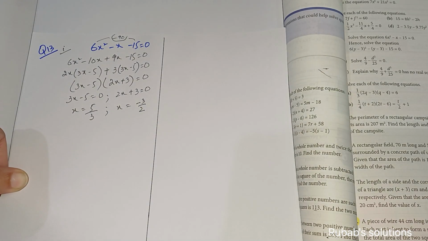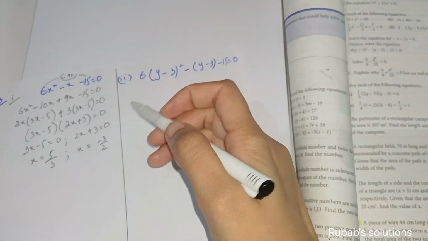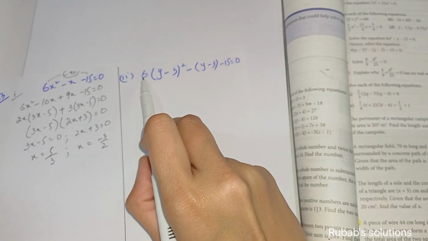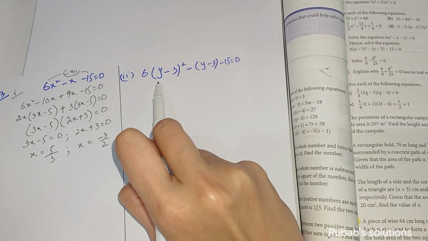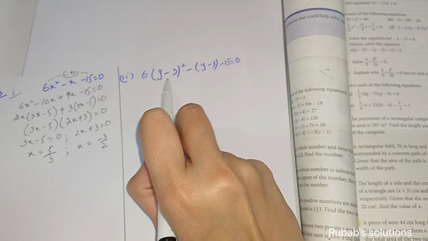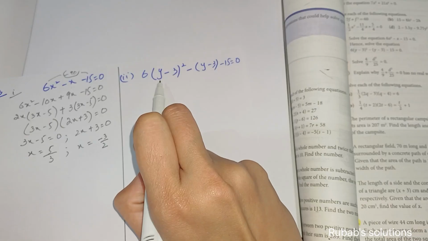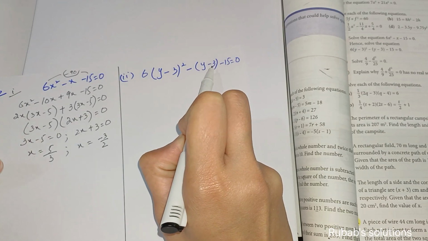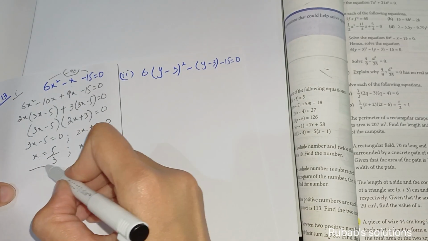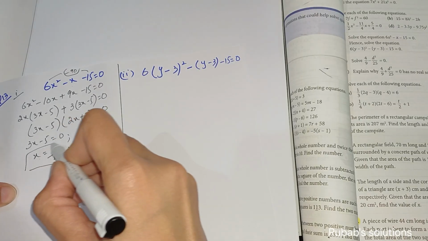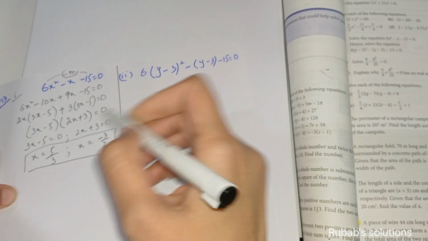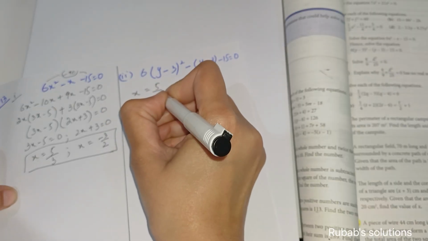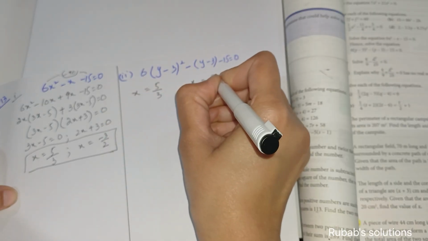Moving towards part 2. There is a connection between part 2 and part 1. Can you see that the coefficients are the same, 6, 6, only the variable is different. Instead of x they have written y minus 3 whole square and y minus 3. So we will use the same answer that we have done over here, and instead of x we will use y minus 3. So I got the answer that x is equal to 5 by 3 and x is equal to minus 3 by 2.